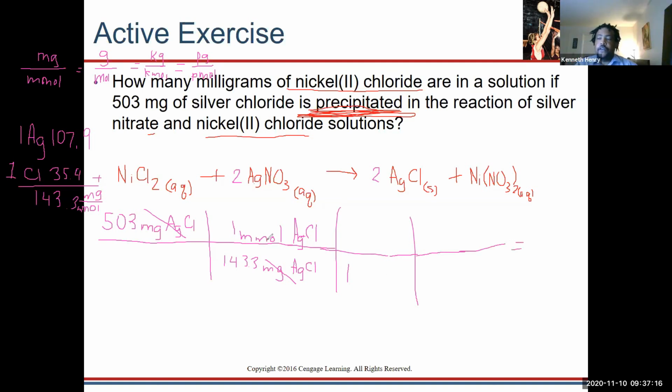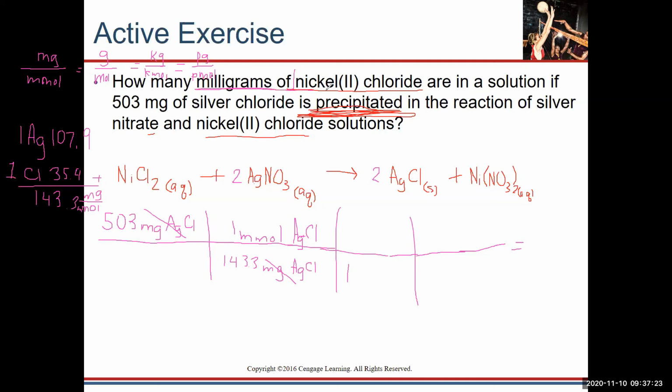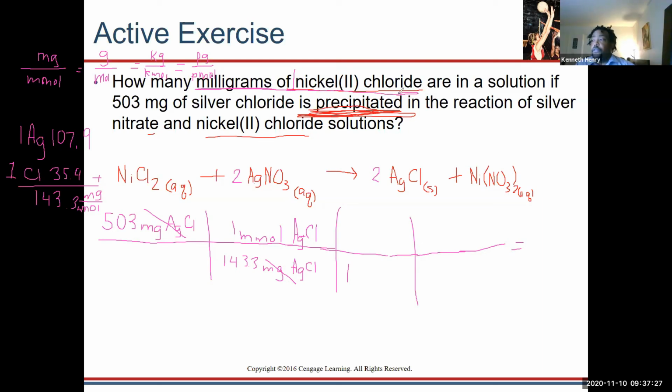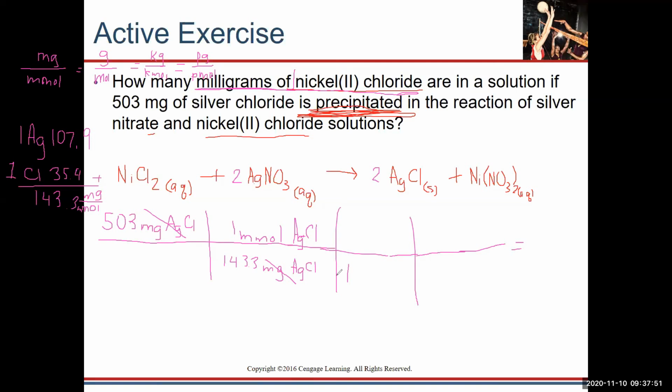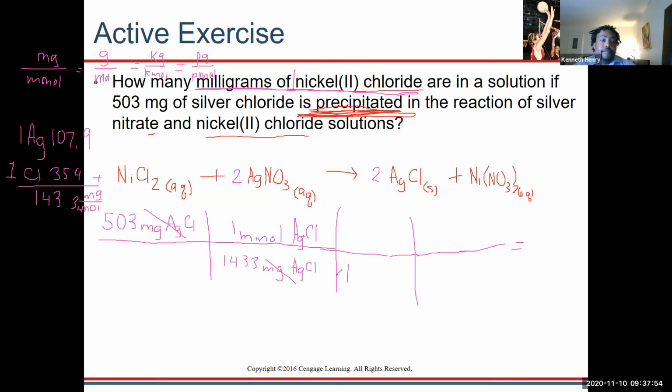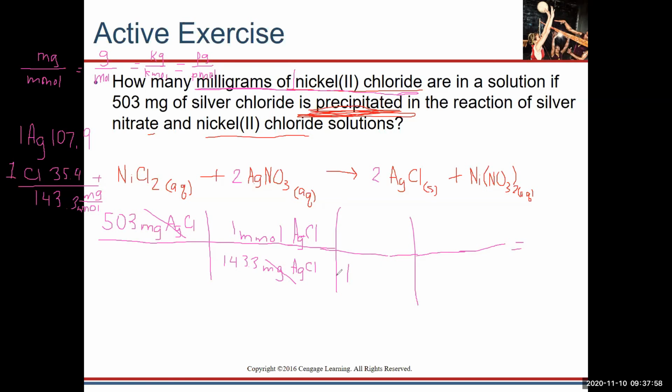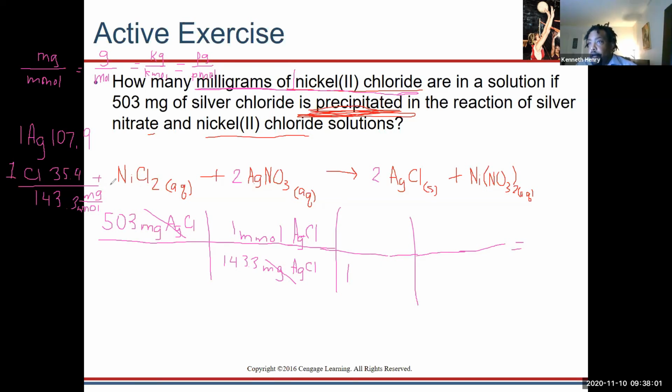So I have silver chloride, and what is it that I want? Nickel II chloride. So how can I get from silver chloride to nickel II chloride? I have moles of silver chloride. How can I go from moles of silver chloride to moles of nickel II chloride? Go through the reaction. So what is the mole-to-mole ratio? I see 1 in front of nickel, but I see 2 in front of silver.